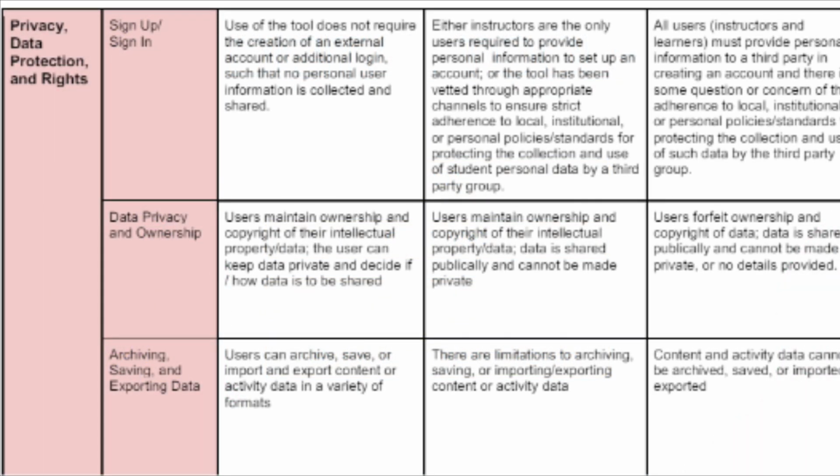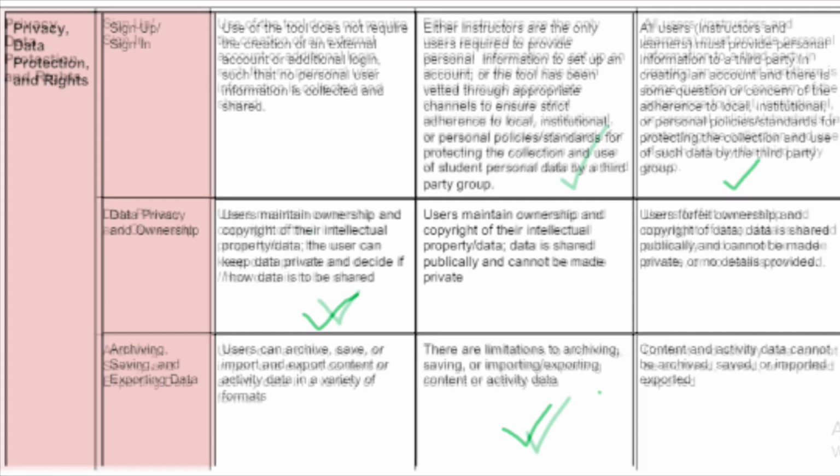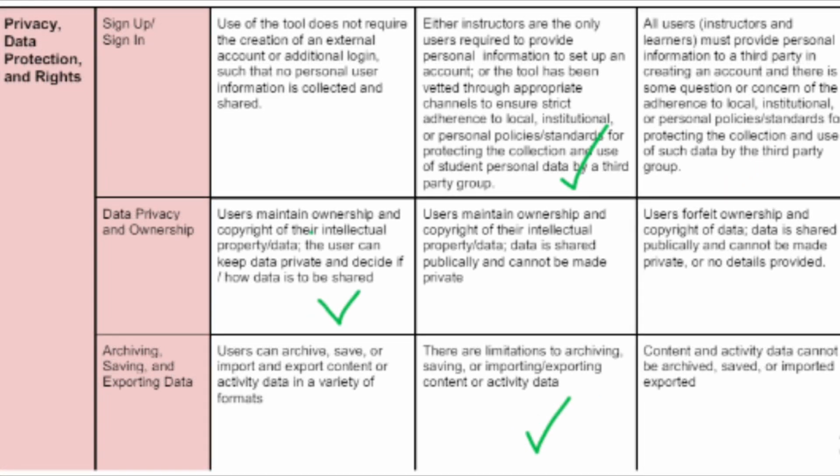Now, before finishing with this part of the project, I will evaluate the apps and webs that I've chosen based on their privacy, data protection, and rights policies using the rubric for e-learning tool evaluation, which is right now on screen. So firstly, we have WorldWide, which requires people to provide personal information to sign up, but can keep their data private. There are also some limitations for saving or importing and exporting data. Next, we have CoSpaces, for which only instructors have to provide personal information to set up an account. On the rest of aspects, it's actually the same as WorldWide.